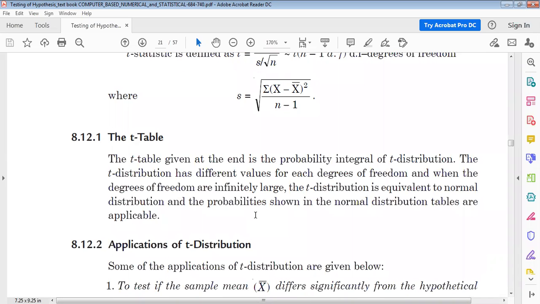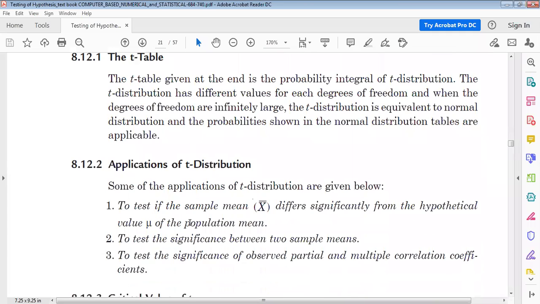There is a t table for the Student's t distribution, a table for the probability integral of the t distribution. The t distribution has different values for each degree of freedom, and when the degrees of freedom are infinitely large, the Student's t distribution is equivalent to the normal distribution. This is another property of the t distribution. The probabilities shown in the normal distribution tables are then applicable.